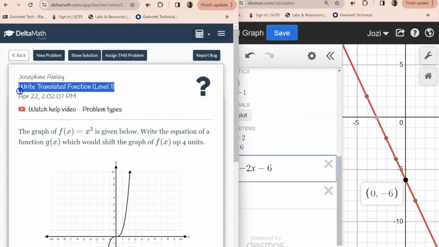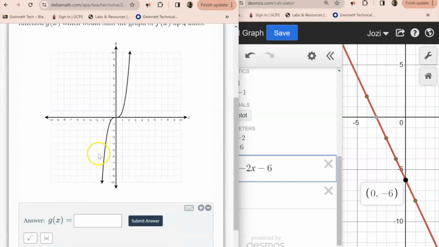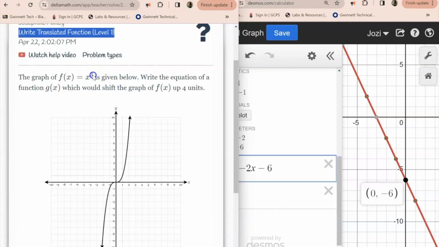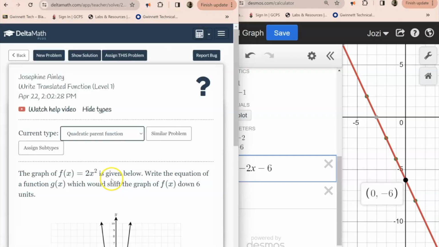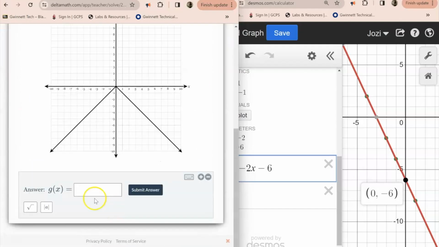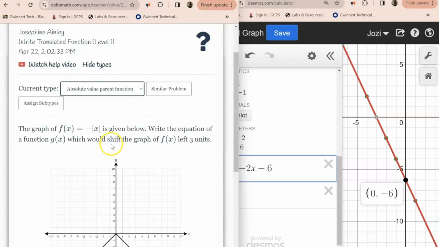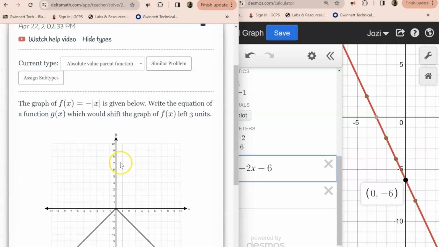All right, so right translated function. So again, if you know your translation rules, this makes it very, very simple. You do have to know what the parent graph is. So what is this one? It's cubed, or they tell you in the question. You could get a whole bunch of them. What's this one? Quadratic, and again, it tells you in the question. What's this one? It's a V, right? Here's a V, that's absolute value function. So you could get a whole bunch. The important thing is to know what it is, okay?